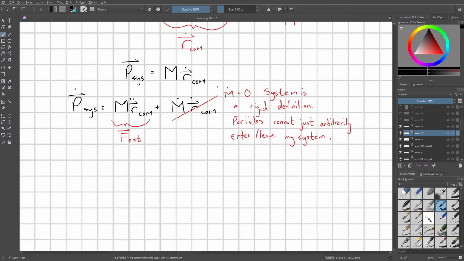Why? Because the time derivative of my system's mass is going to be 0. The system is a very rigid definition, right? You can't just have particles entering and leaving your system once you have everything defined. The system is defined by the masses that are in that system, right? There's a little point on that. They're called variable mass systems, but you can really show that if you define your system well, there's nothing actually variable mass there. So I'll get to that later.